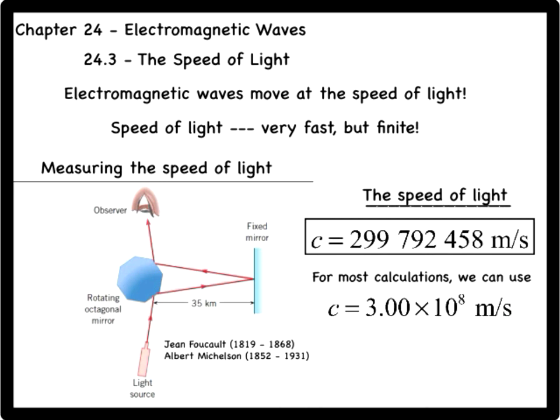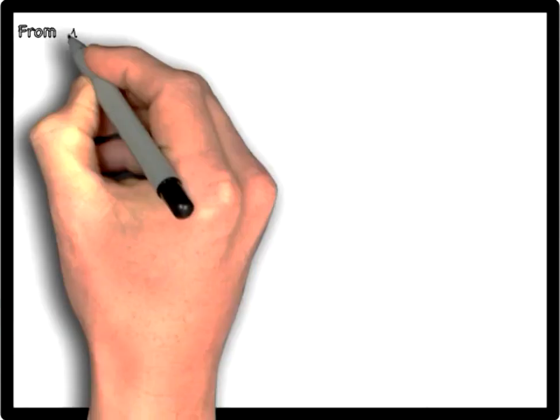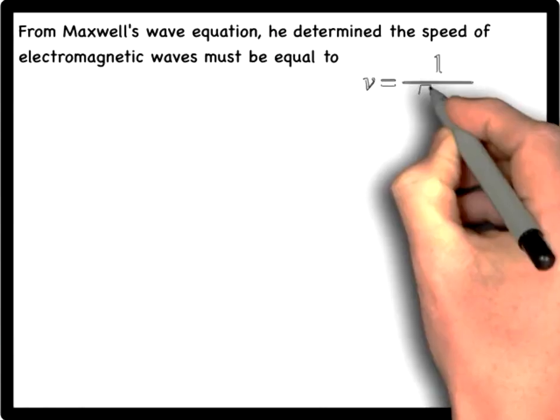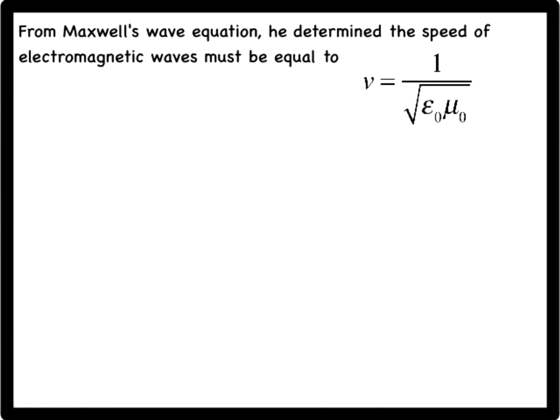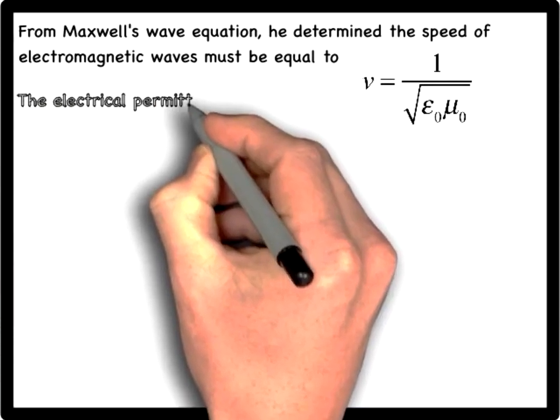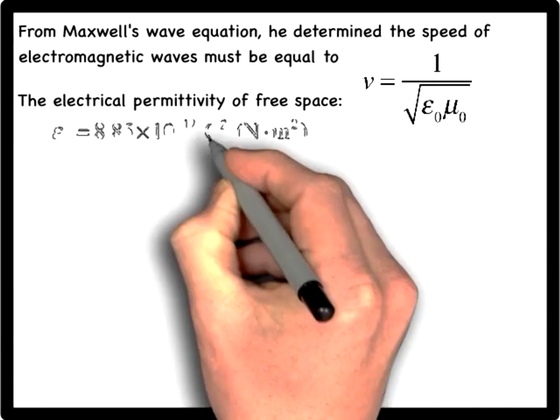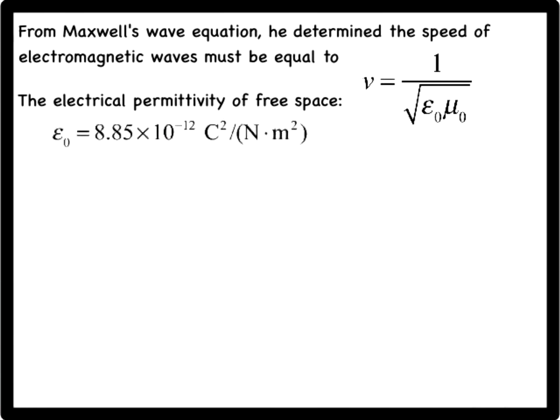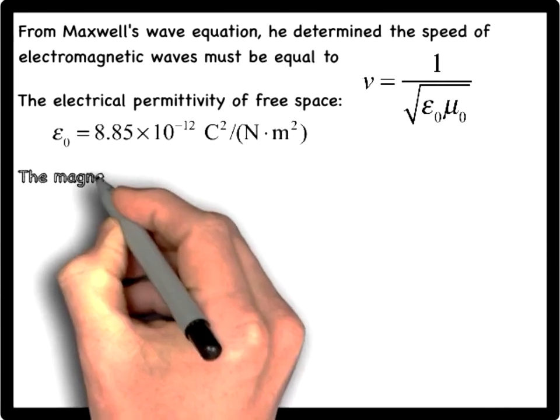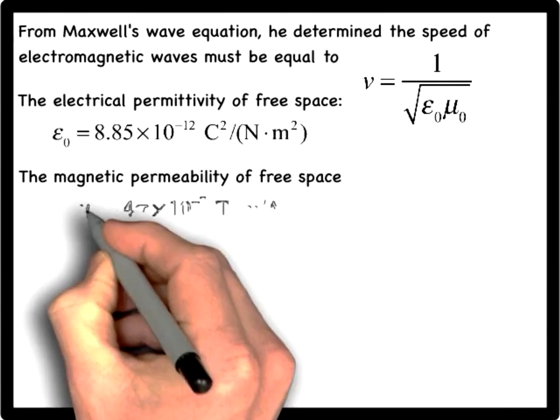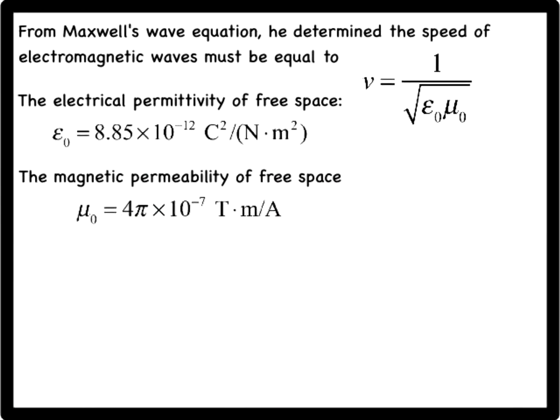In 1865, Maxwell determined theoretically that electromagnetic waves propagate through a vacuum at a speed given by 1 over the square root of epsilon naught times mu naught, where epsilon naught equals 8.85 × 10^-12 coulombs squared per newton meter squared, and is the electric permittivity of free space, and mu naught equals 4π × 10^-7 tesla meters per amp, which is the magnetic permeability of free space.